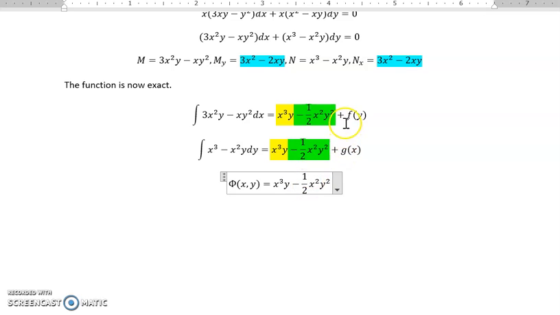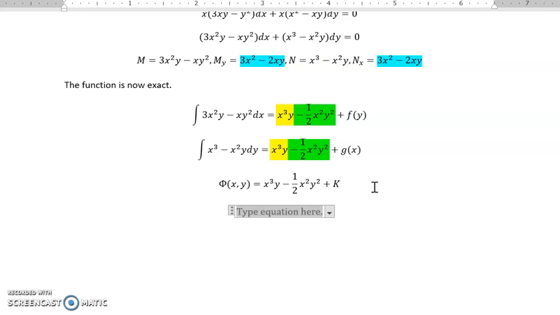And then if we had any x-only terms, they would appear only here. And if we had y-only terms, they would appear only here. And if we have none of those, we can't recover the constant in any case. So we would always still have to add our constant of integration. And again, the alternative way of expressing this without the function notation is implicitly x cubed y minus 1/2 x squared y squared equals a constant.